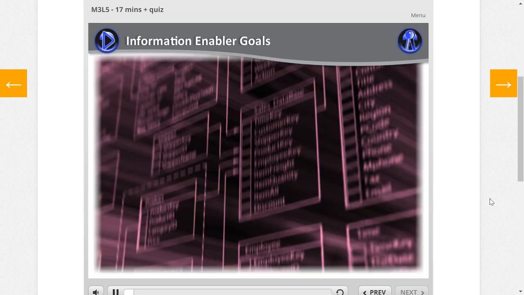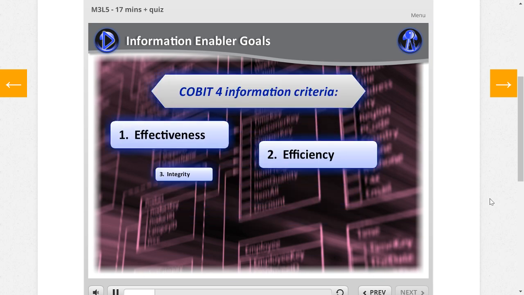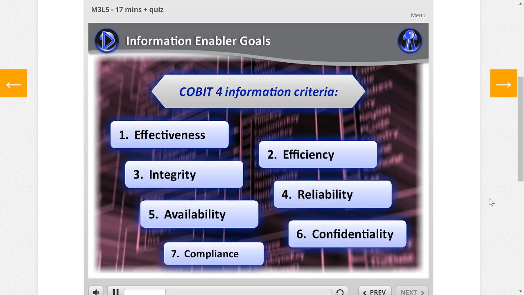We'll begin by taking a look at the goals dimension of the enabler. COBIT 4 defined the 7 information criteria listed on the screen. These criteria can be mapped onto COBIT 5 enabler goals. We'll describe this mapping over the next few screens.